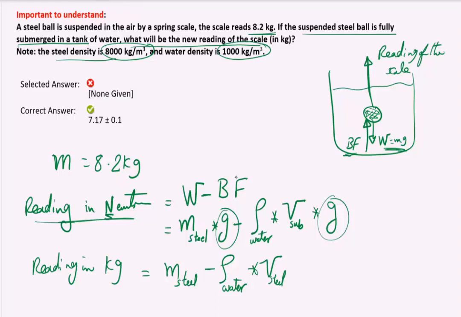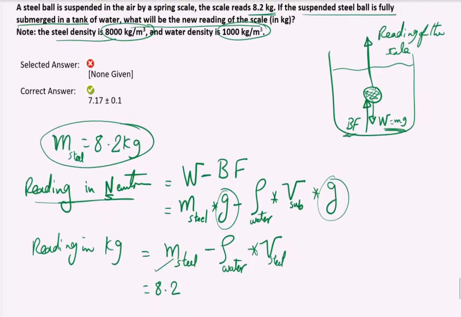What is the information here? I know the real mass of the steel, which is given: 8.2. 8.2 minus density of the water, also given, 1000 kilogram per cubic meter, times volume of the steel. I don't know the volume of the steel, but I know the mass of the steel and I know the density of the steel. So I can say the mass of the steel equals the density of the steel times the volume of the steel.